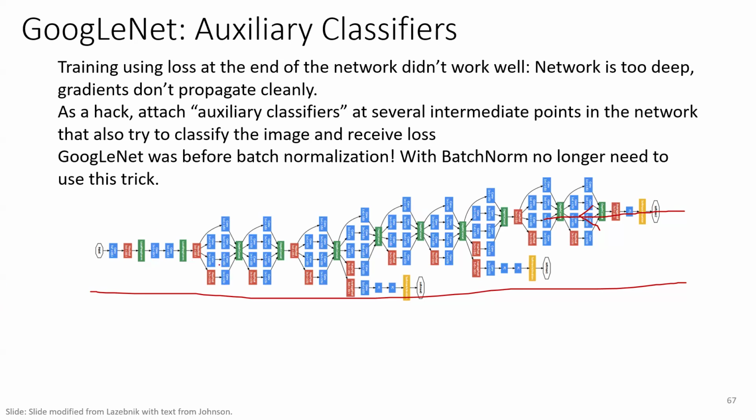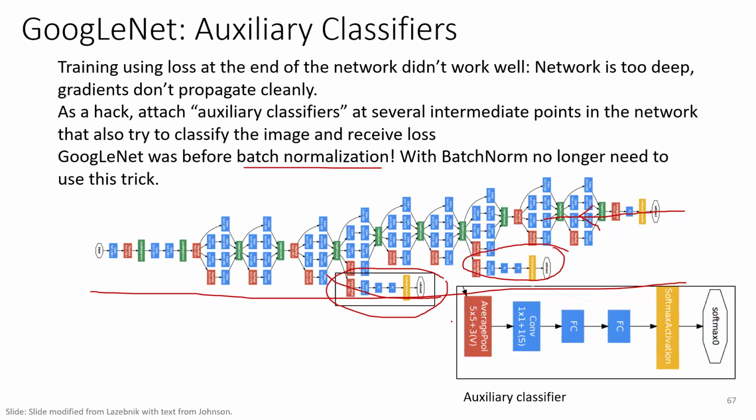By that time, the so-called batch normalization operation had not been discovered, I think. So what they did was they had so-called auxiliary classifiers where the loss is computed and backpropagated. So they had auxiliary classifiers in the middle.